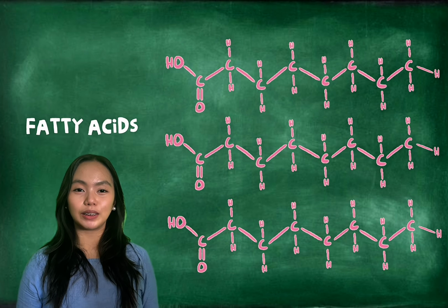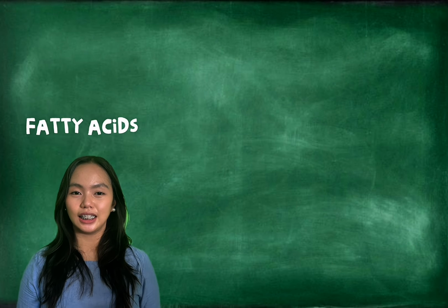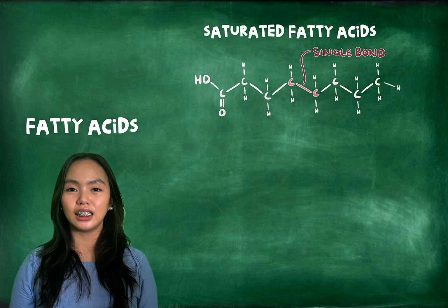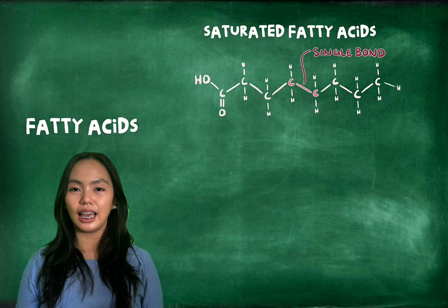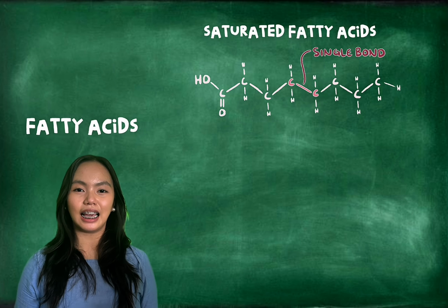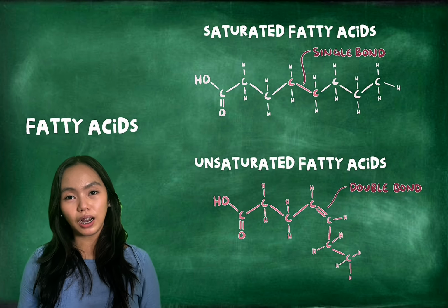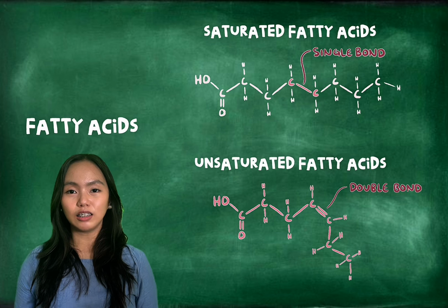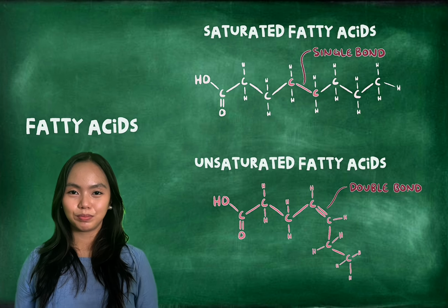So there are two types of fatty acids. The first one is the saturated fatty acids. They tend to have no double bonds and they form a straight line. Next is the unsaturated fatty acids. They contain double bonds and with that, they tend to form a bend or a kink.